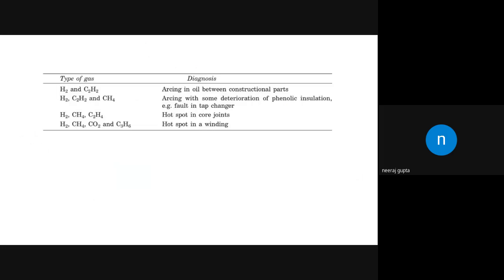And one more thing related to that: in the case of the Buchholz relay, since we have different types of components, they have different types of gases getting out. So we do the analysis of those gases. We take a sample of the gases, analyze them, and see what fault is there in the system and what type of gases are coming out of it.